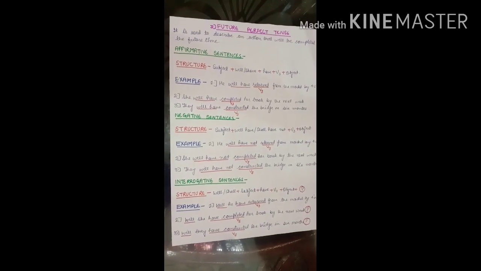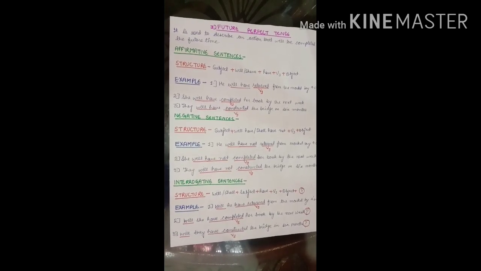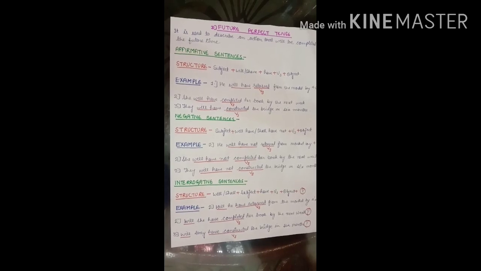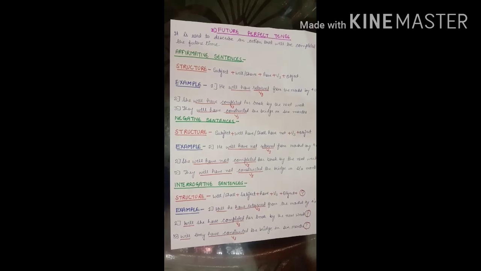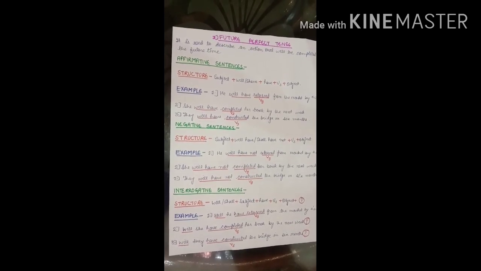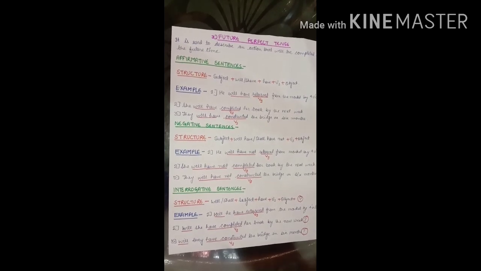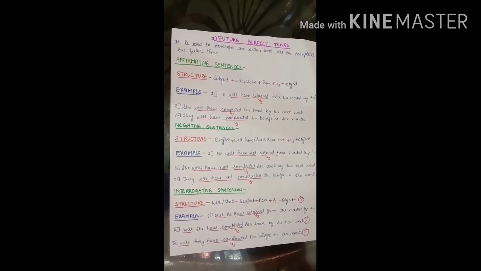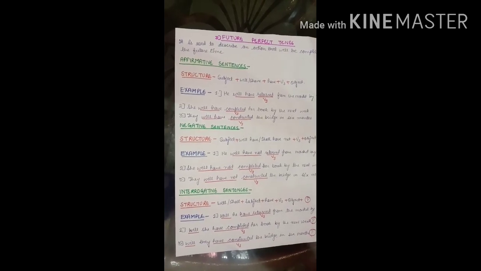In this video, I am going to explain the future tense. Future tense has four parts: simple future, future continuous, future perfect, and future perfect continuous. Simple future and future continuous I have explained in my previous video. In this video, I am going to explain future perfect and future perfect continuous. Let's get started with future perfect tense.